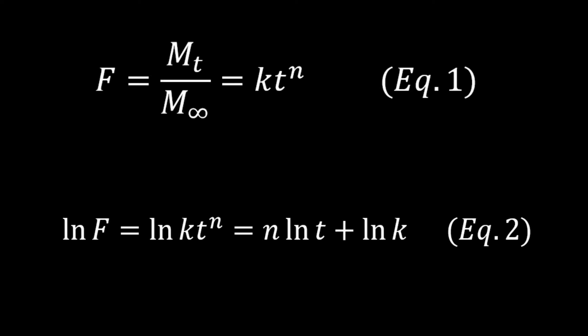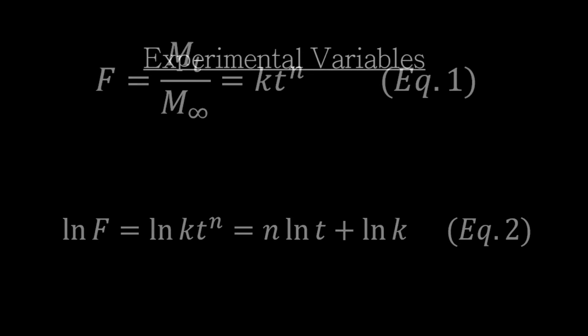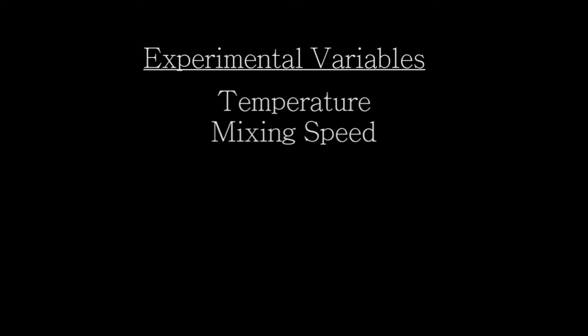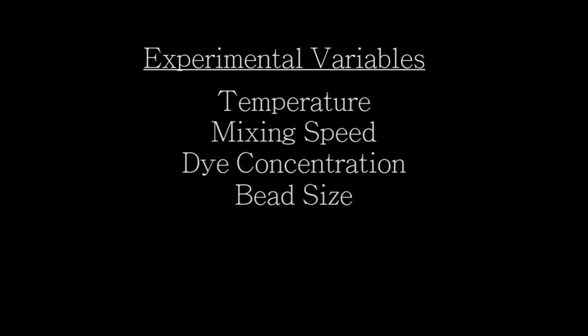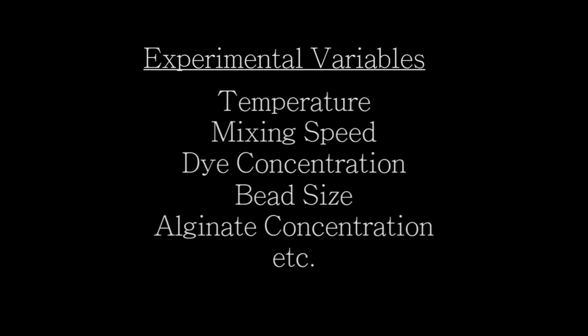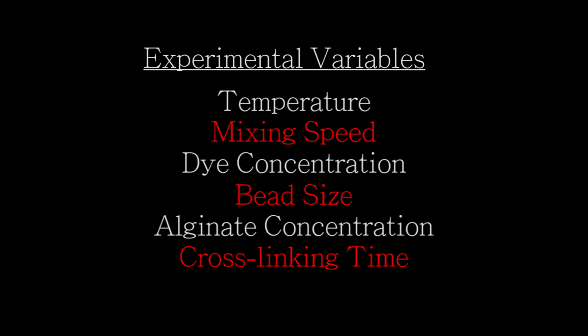From this, we can see that n will be the slope and the natural log of k will be the y-intercept when the natural log of F is plotted against the natural log of t. To observe the effects of different conditions on these values, many different variables can be manipulated, such as temperature, mixing speed, dye concentration, bead size, alginate concentration, etc. We chose to look at 3 of these variables, namely mixing speed, bead size, and cross-linking time.